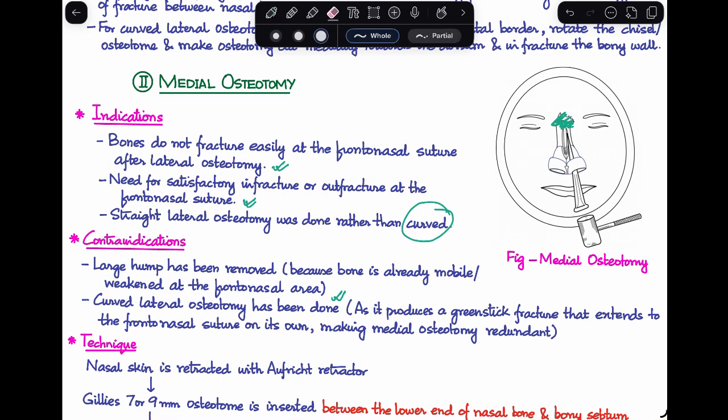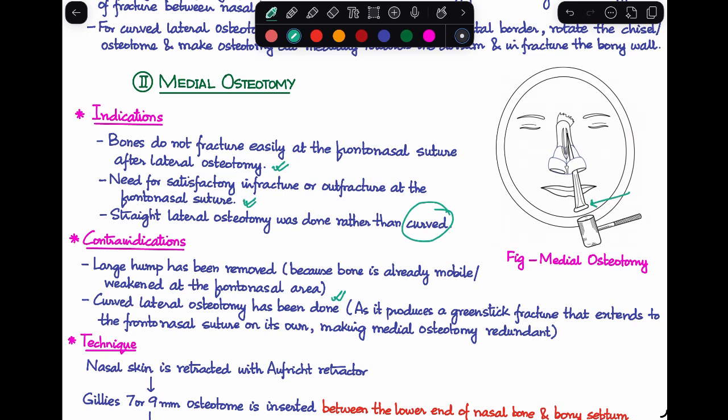Now let's talk about the approach and how we are going to do it. So first of all, you will elevate the nasal skin with the help of a retractor. Then we will introduce the osteotome in between the lower end of the nasal bone and the nasal septum. The skin of the nose is going to be lifted with the help of your left hand fingers and displaced above the cutting edge of the osteotome so that you do not end up causing any trauma to the skin above. Then this osteotome is now going to be struck with the help of a mallet.